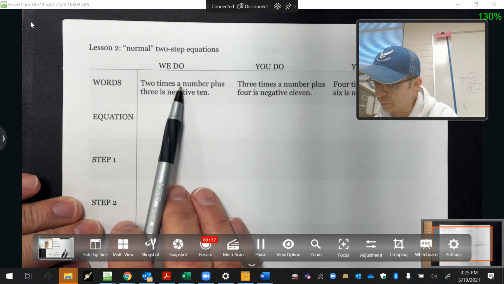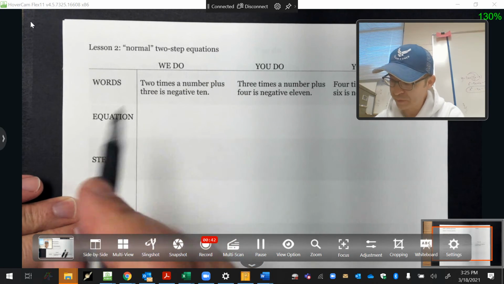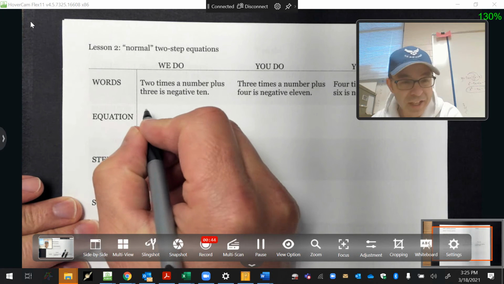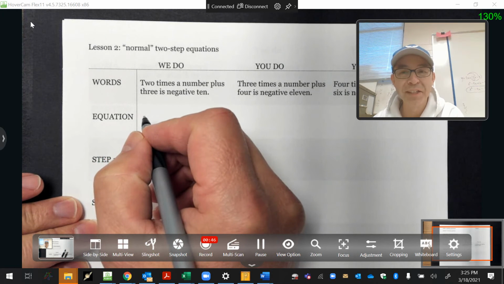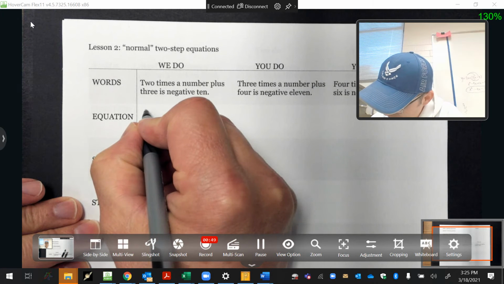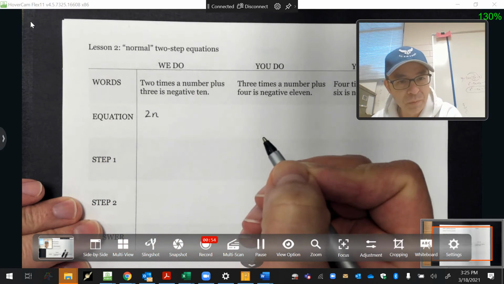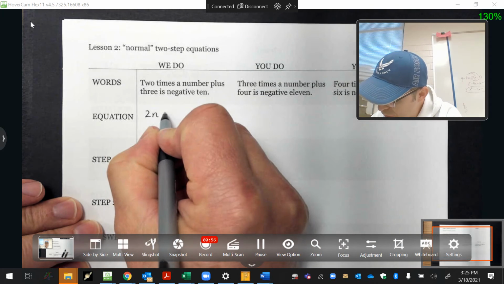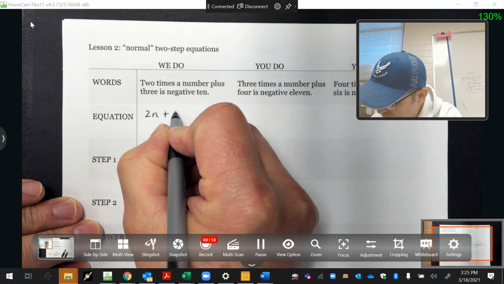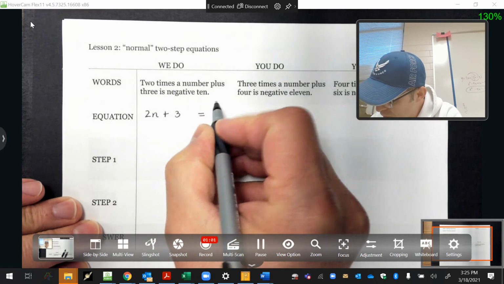2 times a number. We know how to write that. Plus 3. So we got, hey, I'm gonna use an N this time. N for number instead of X. Hopefully that don't throw you off. 2 times a number plus 3 is equal to negative 10.